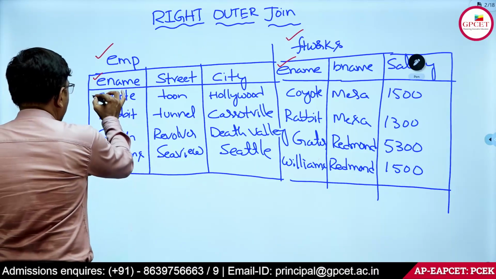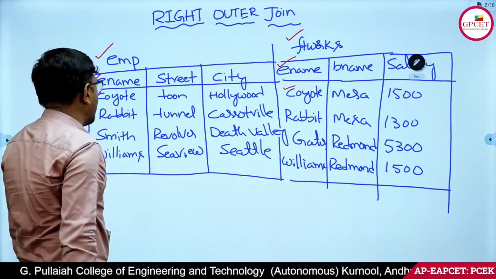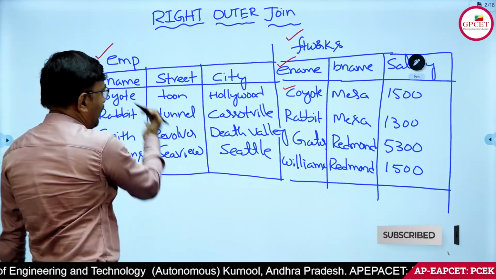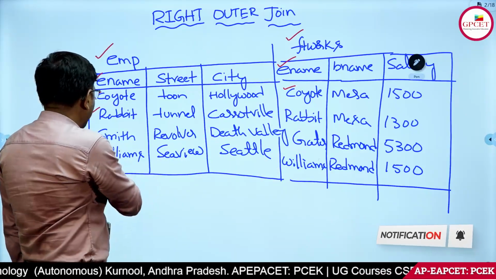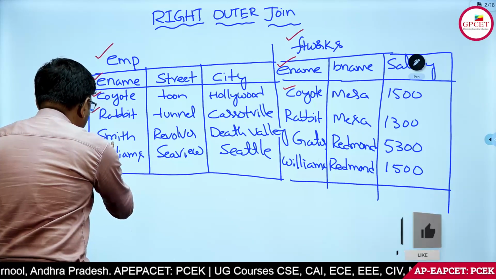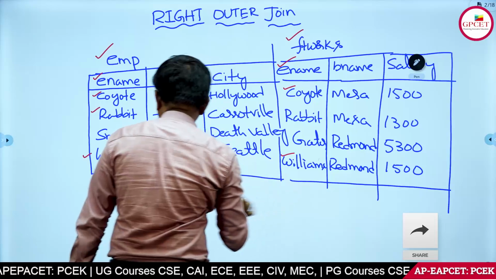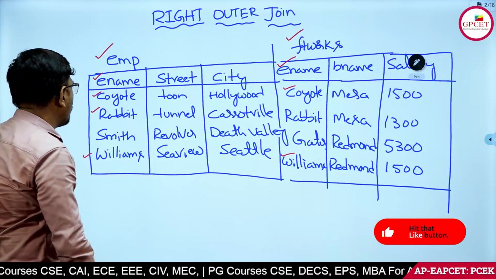Observe here, first Coate is a common value in the common column. Rabbit is in the employee table and also in FT works, so the second one is the same. The third one, Smith and Gates, are not equal. The fourth one is Williams, in the employee table and also in FT works. These common values in common columns are the join operation, right?